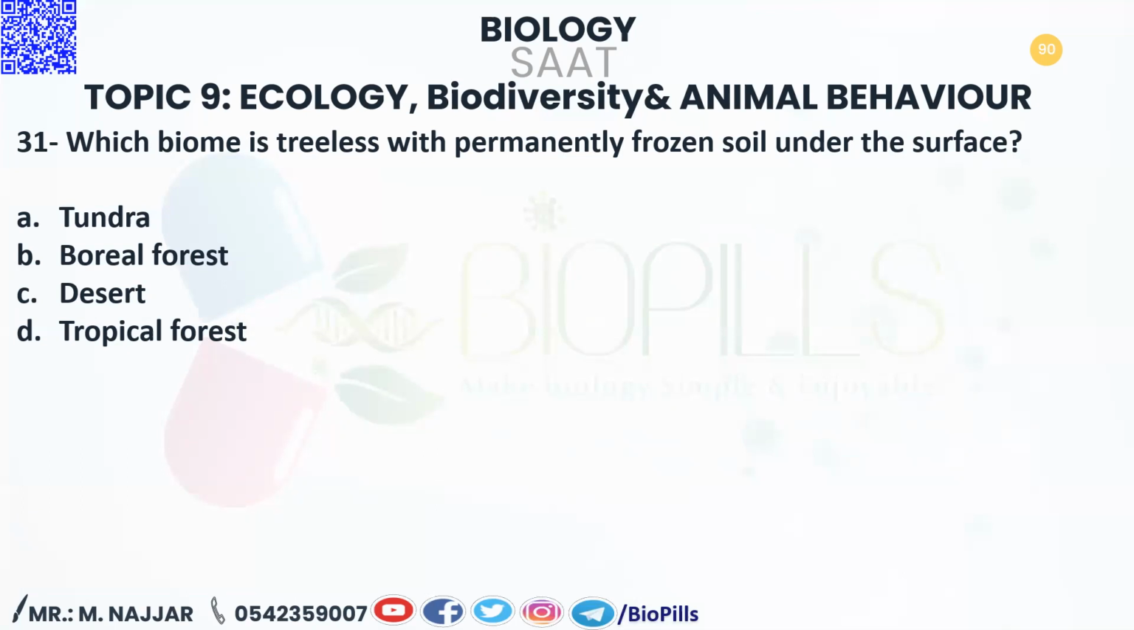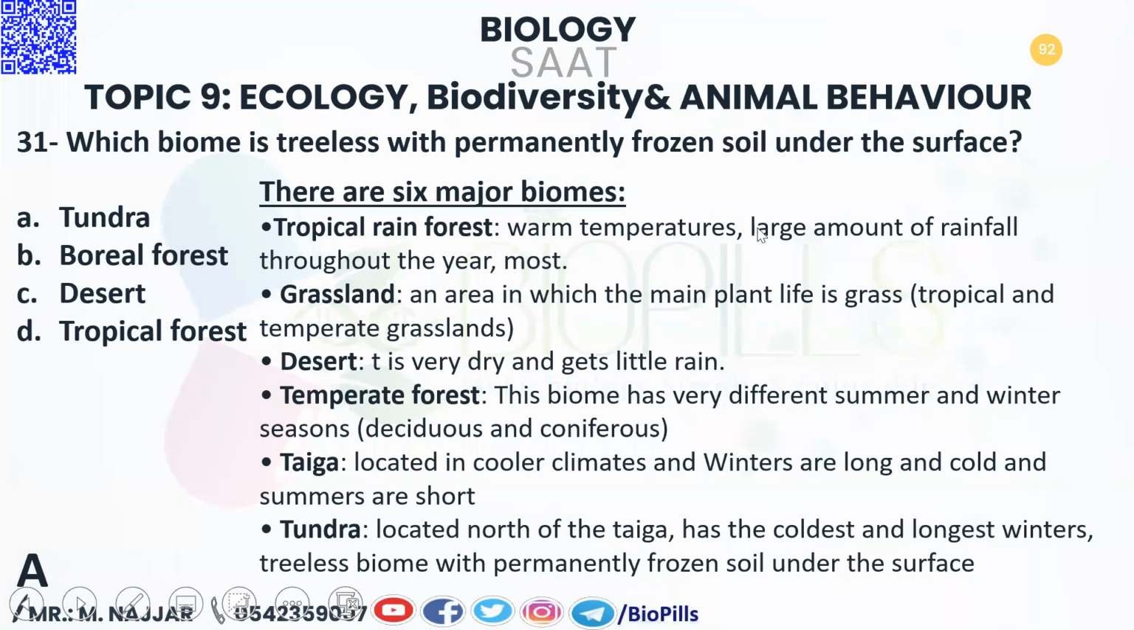Let's go through the 6 major biomes. We have 6 major biomes, and we also have microbiomes and sub-biomes. The tropical rainforest has warm temperatures throughout the year and a large amount of rainfall throughout the year as well. Most of the biodiversity is there. We have the grassland, an area where the main plant life is grasses. There is the tropical grassland around the equator, above the tropical rainforest, and in the temperate zone we have temperate grassland regions.